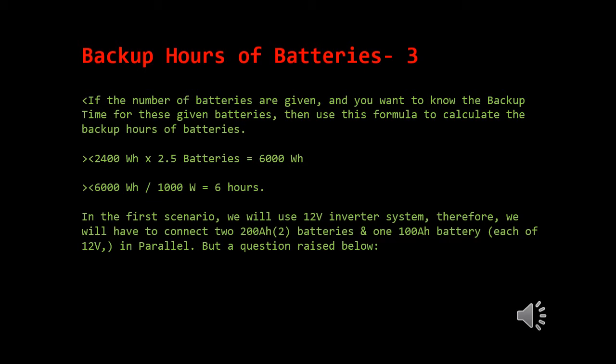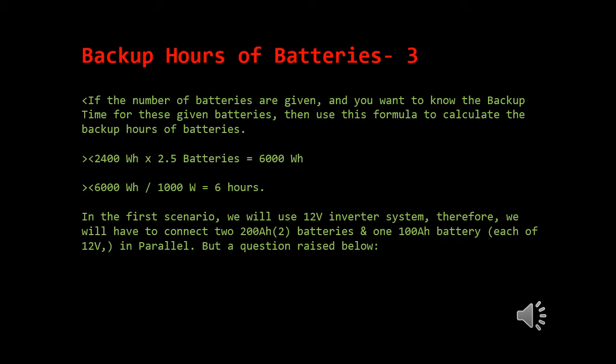In this first session, we will use a 12 volt inverter system. Therefore, we will have to connect two 200 amp batteries and a 100 amp battery, each 12 volts, in parallel. But a question rises below. So let's meet the next step. We see the question and how we shall go about it.